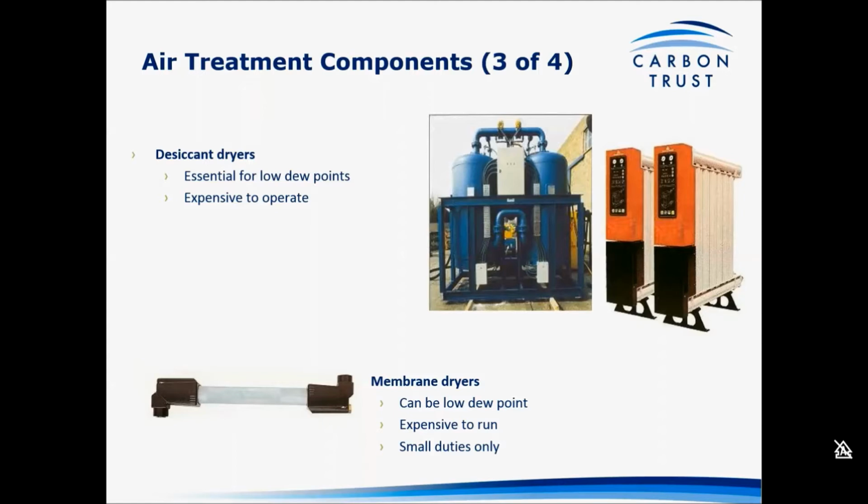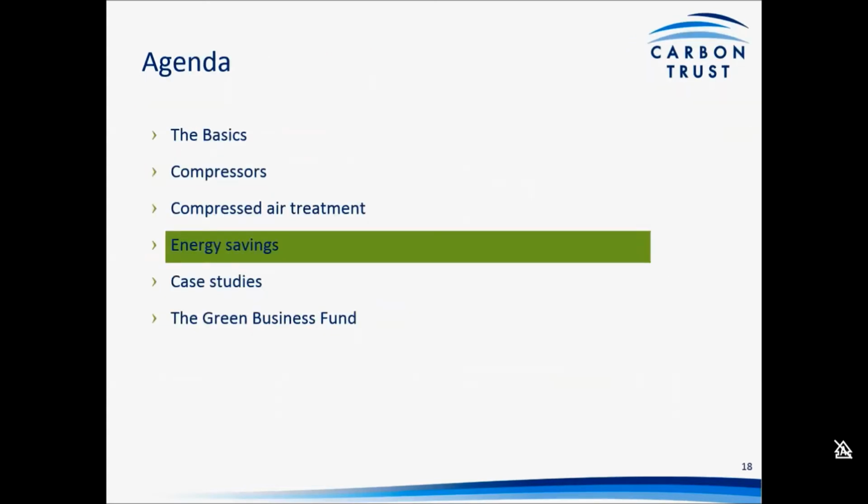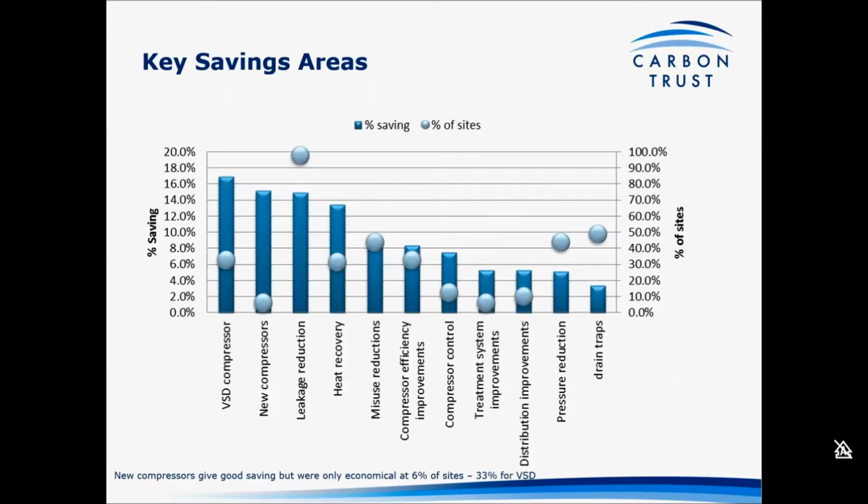Less common would be the membrane dryers then. I'm not sure I've seen too many of them, but they're only for very small duties. So kind of in summary of the treatment and the associated additional cost, you can see where the costs begin to increase significantly, the lower your pressure dew point. So again, it's important to understand how much you actually have to treat the air. If you don't have to go down to that lower pressure dew point, then there's a very easy saving to be made on that.